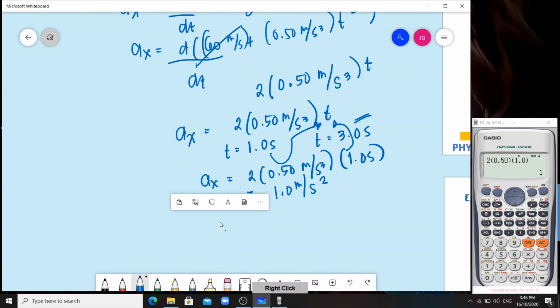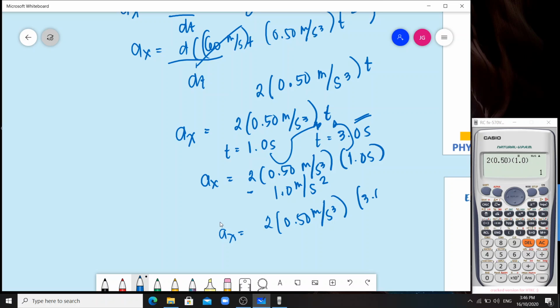Okay, now sa 3 seconds naman, ax, 2 times 0.50 meters per second cubed and 3.0 seconds. So, papalitan lang natin to ng 3. That is 3 seconds. So, ang ax natin ay equivalent sa 3.0 meters per second squared. Okay. So, bakit 2 significant figures? Kasi hindi na kasama ang 2 dahil algebraic function na siya. Hindi siya measurement. So, ito na lang ang basihan natin sa product, at ito ang may fewest na significant figures. So, ang sagot natin ay 2 significant figures din. Okay?